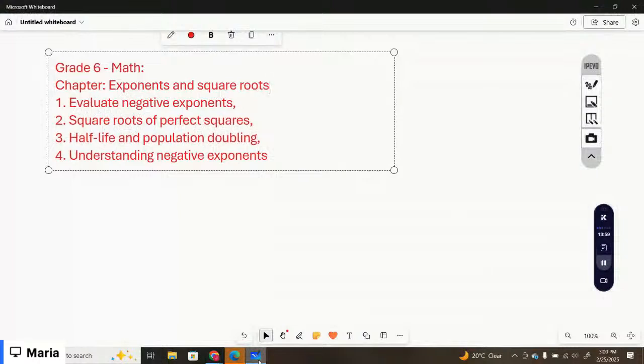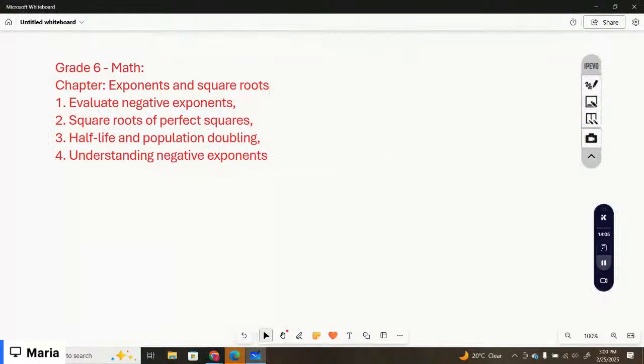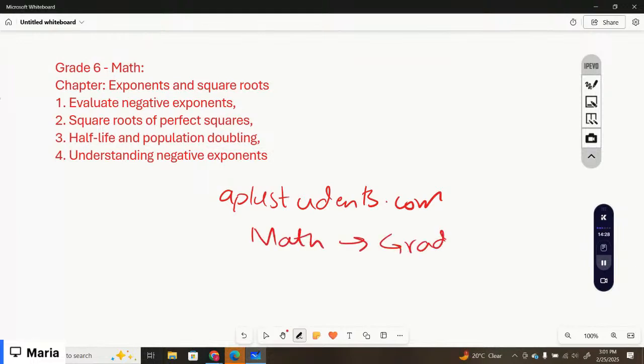We are for grade 6 math. You can find all the lessons on aplusstudents.com. You have to log in there using your email address and password as provided by the administrator. Then you have to select math from the subject tab. Scroll down to grade 6 math and then click on view all lessons. There you can find a list of the chapters.